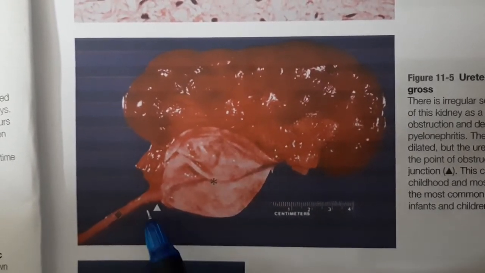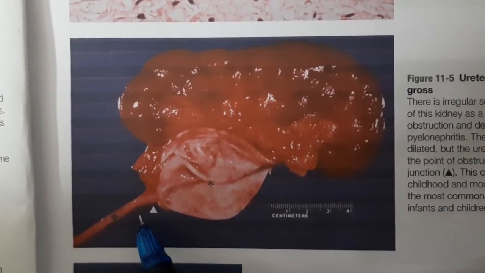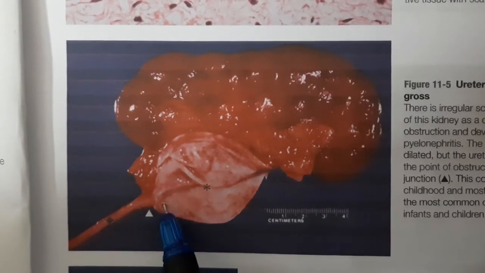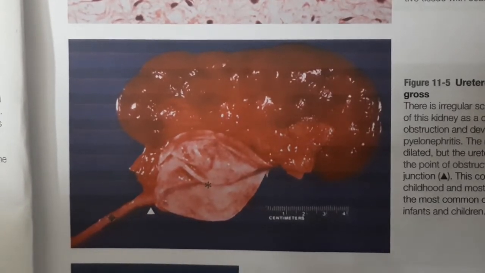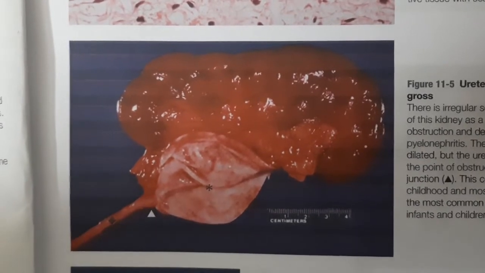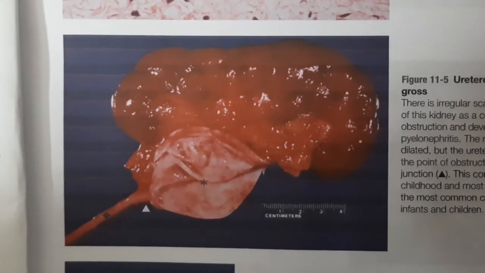So here you can see that this is the ureteropelvic junction. So here there is ureteropelvic stenosis, which you can see in this picture.